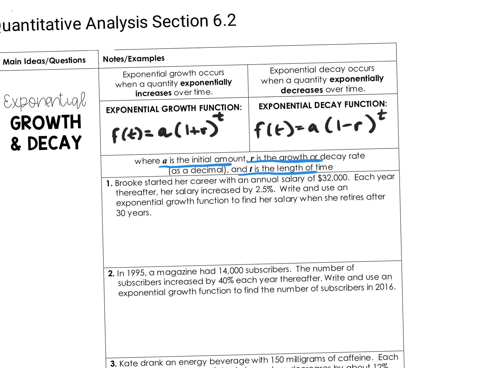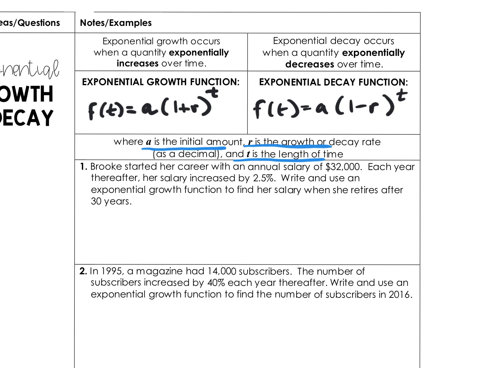So for example, this first problem says Brooke started her career with an annual salary of $32,000. Sounds like an initial value. Each year, her salary increased by 2.5%. Write an exponential growth function to find her salary when she retires after 30 years. It is a growth function, so we know it's going to be f of t equals a times 1 plus r to the t. We put the starting amount first, so that'll be $32,000, parenthesis, now the rate is 2.5%. The big thing when you put a percentage into an equation is to make sure it's a decimal, so 1.025 to the t.